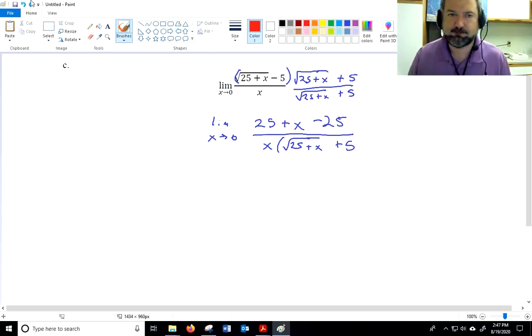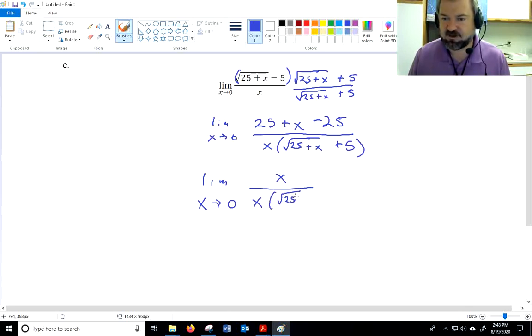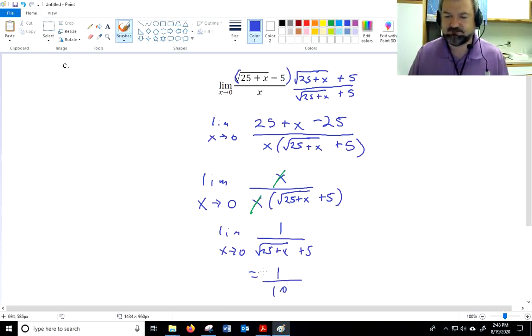All right. Now what can we do? Well, we can subtract 25 from the tops, right? They combine to just x over x times the square root of 25 plus x plus 5. Then these here can reduce to 1s. And I'm left with the limit as x approaches 0 of 1 over the square root of 25 plus x plus 5. Plugging in 0 for x gives me 1 over the square root of 25, which is 5, plus 5 is 10.